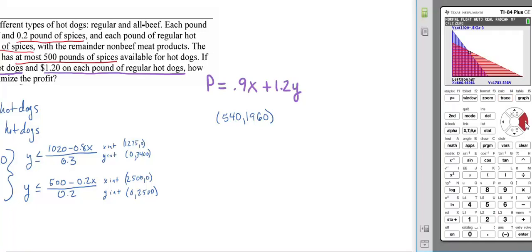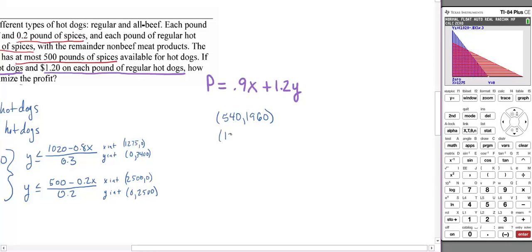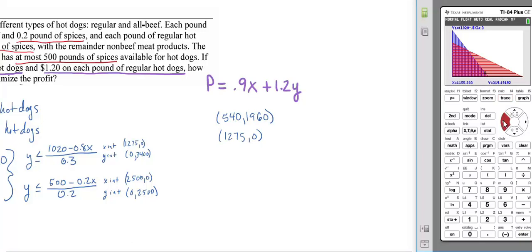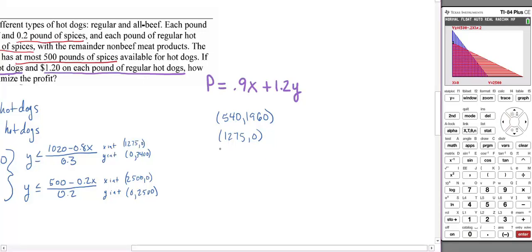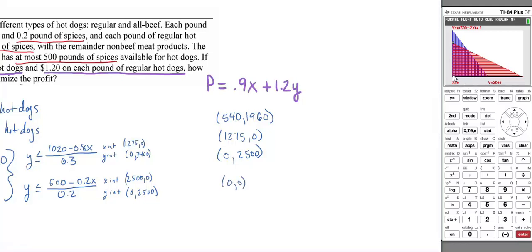And again, let's calculate the 0. Make sure that we're tracing the correct thing. So here, enter, and then right bound, enter, enter, and I get 1,275 comma 0, which is exactly what we got here. And then this, we can hit trace. Let's trace that one, hit 0, enter, and I get 0, 2,500, and I know that I have 0, 0 as my other boundary here.